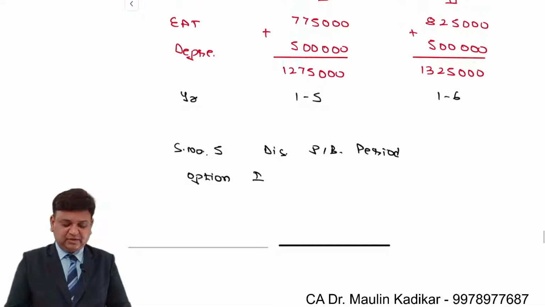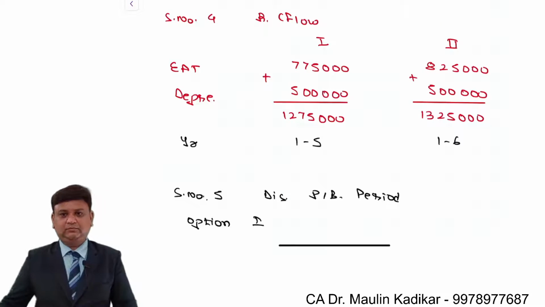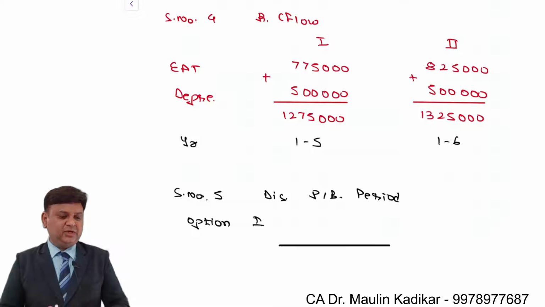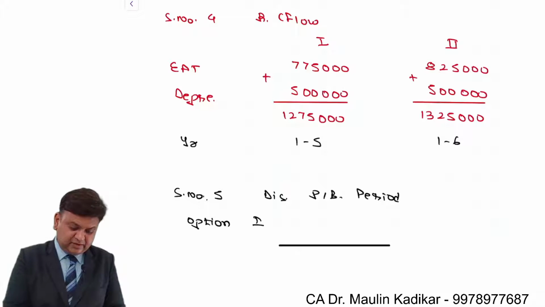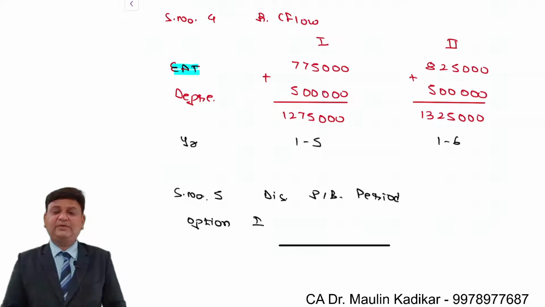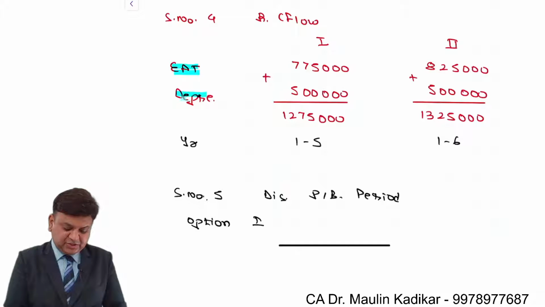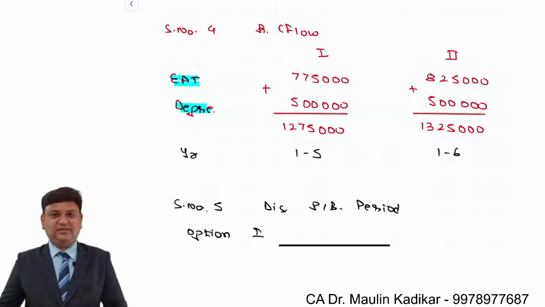For option number 1, it will be calculated first. See friends, over here, the income tax rate information is not given to us expressly, yet the calculation of the depreciation is required to be made. Why? Because we have been provided with the earning after taxes in the question. So it must have been calculated after deducting the depreciation. So we add back depreciation for the purpose of calculation of the cash flow. This is what we understand.